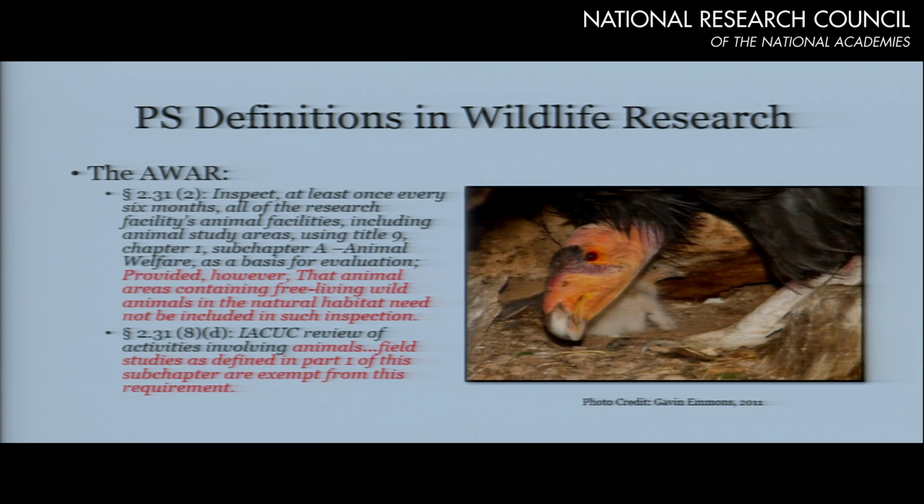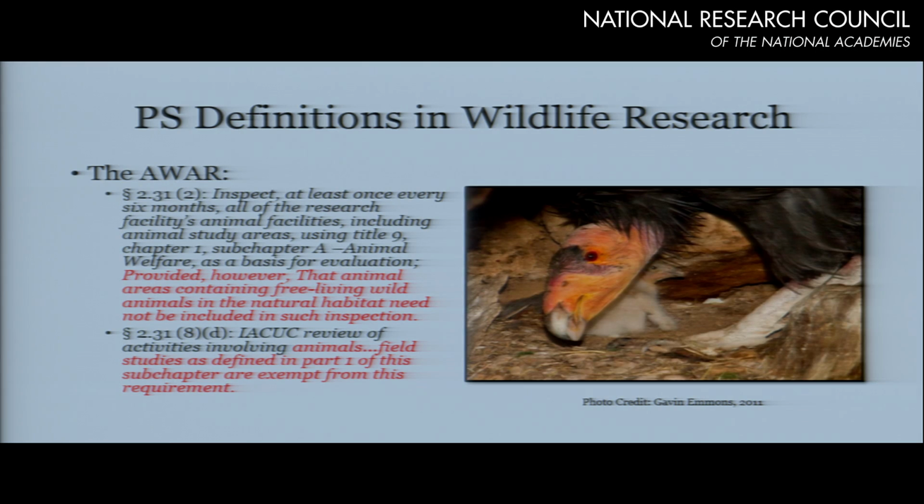And then we move on down to section 2.31, which also defines and lays out some duties of the IACUC. So once again, here we see the field study exemptions in play. Inspect at least once every 6 months. We've heard about that. But if you fit the field study exemptions, you don't have to do that for the project. That's not included. And review of activities involving animals. However, field studies, as defined in section 1 on the previous slide, once again, exempt. That's a pretty powerful exemption.